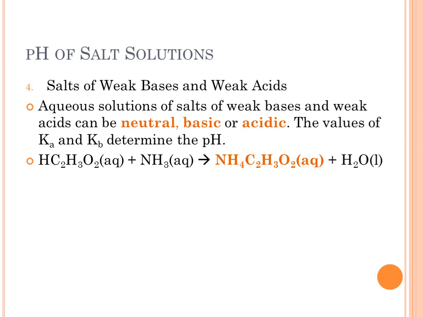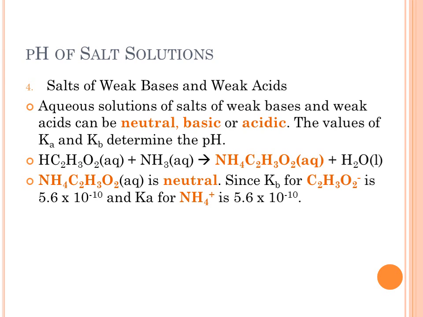Now if we got acetic acid and ammonia, we get ammonium acetate and water. So that could kind of go either way. The ammonium ion is acidic, the acetate ion is basic. It would depend on what the Ka and the Kb are.